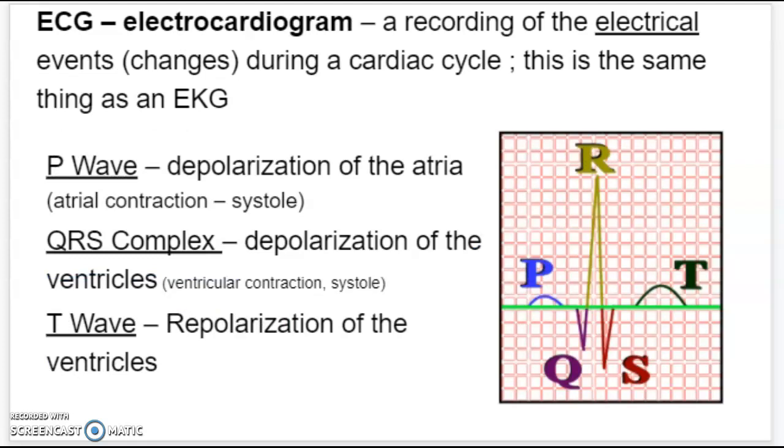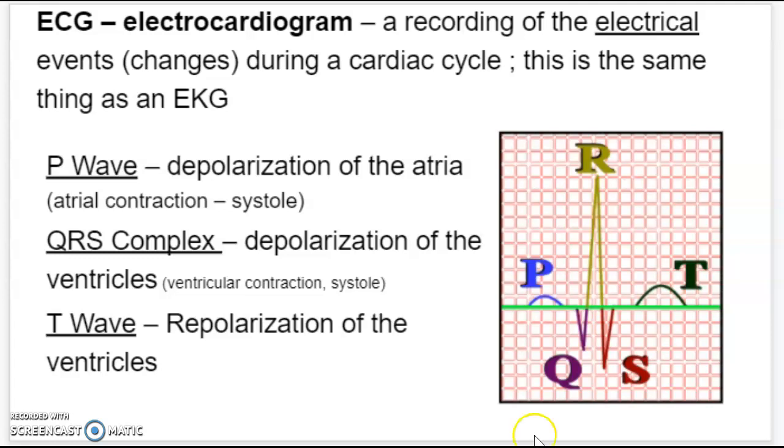So when you go to have your heart tested, they would do an EKG or ECG. That's just called the electrocardiogram. So when we talked about in the muscular system, we talked about the depolarization, repolarization during a muscle contraction.